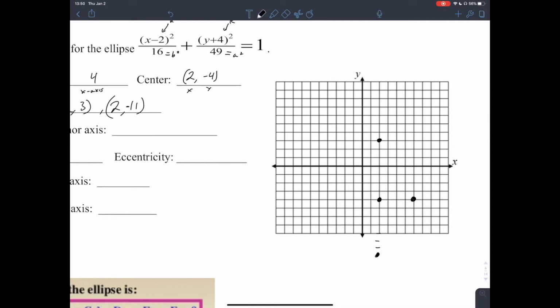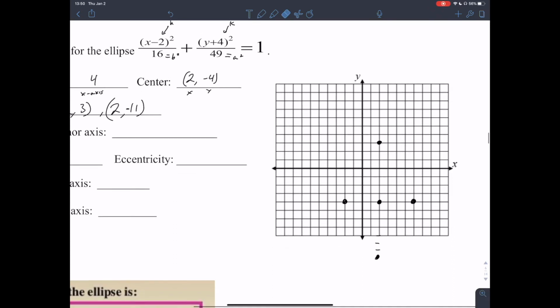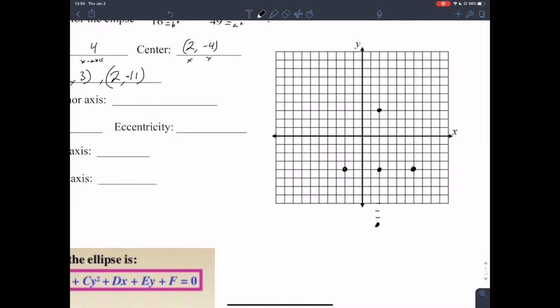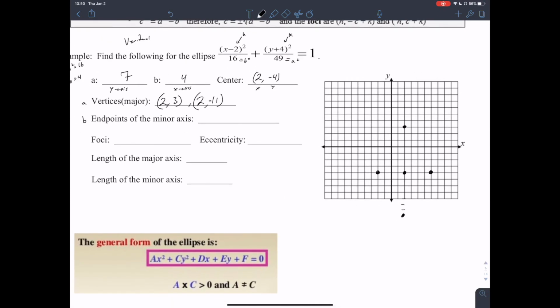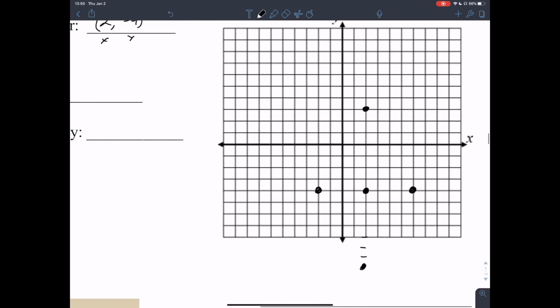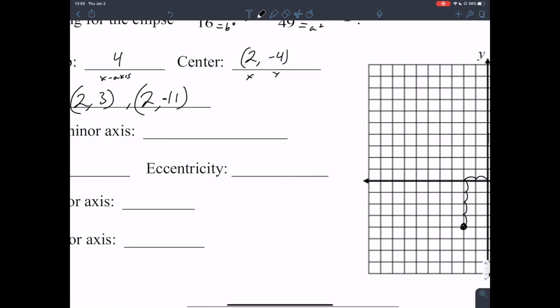And then 4 back. So 1, 2, 3, 4. Put it right there. Alrighty. So those are my minor. So to figure that out, let's just go ahead and figure it out manually. So I went back 1, 2, and then 1, 2, 3, 4. So I went back 2, down 4.